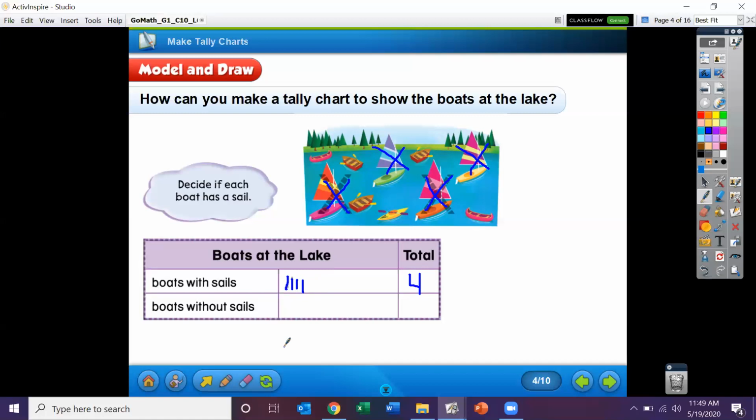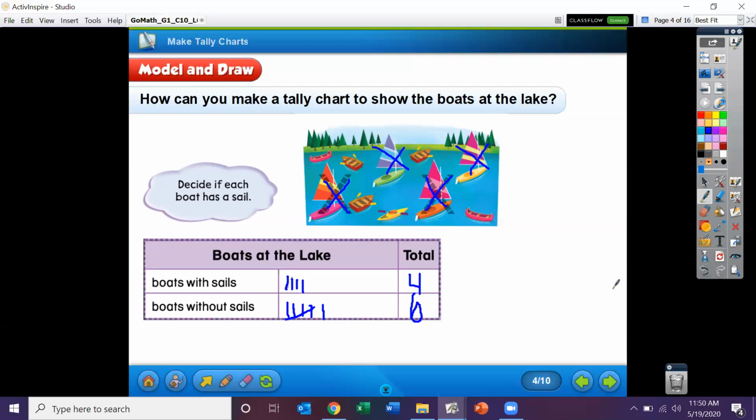Now, boats without sails, those would be the ones that don't have the triangle sails. 1, 2, 3, 4, 5, 6. So first thing we do, we draw 6 tally marks. Now remember, when we get to 5, we have to put the slash. So 6 is going to be like this. 1, 2, 3, 4. We put the slash for 5, and then one more for 6. Then we put the number over here. There are 6 boats without sails.